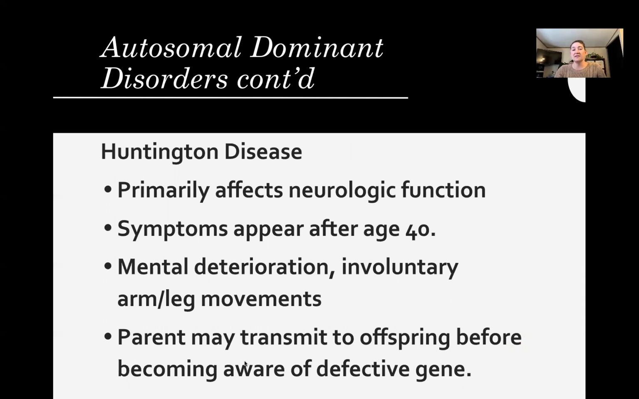So Huntington disease. This primarily affects neurological function. Symptoms appear after age 40. There's mental deterioration, involuntary arm and leg movements, and the parent may transmit to offspring before becoming aware of the defective gene because symptoms don't typically appear until after age 40, and many individuals have children prior to age 40.